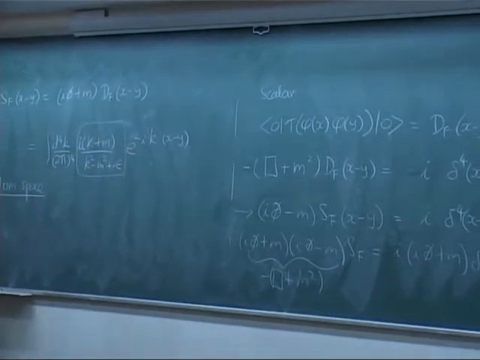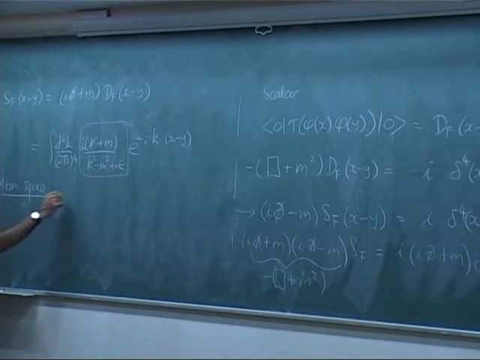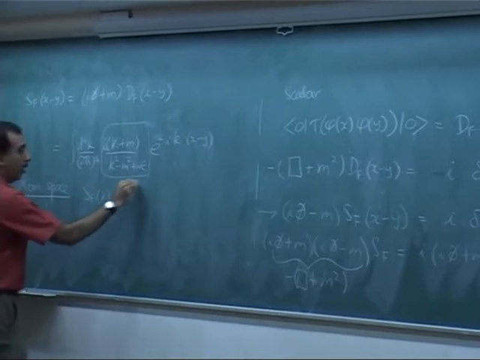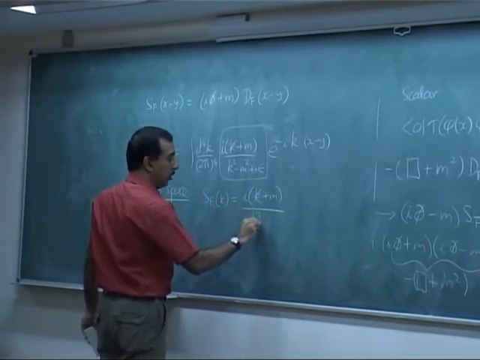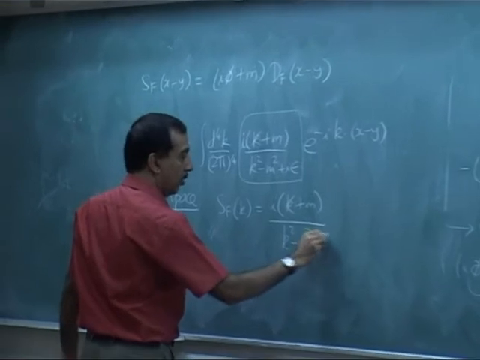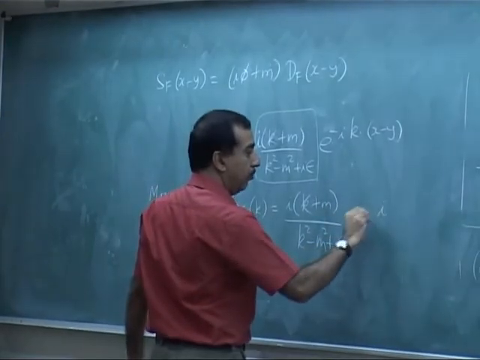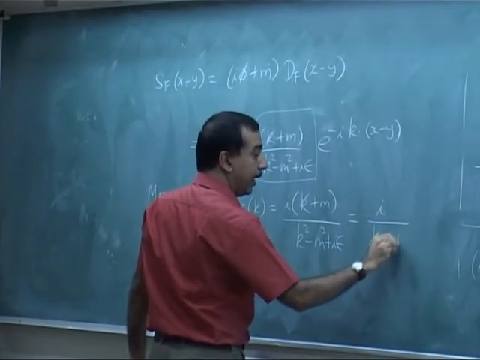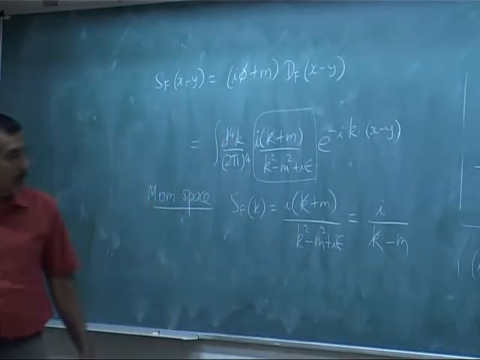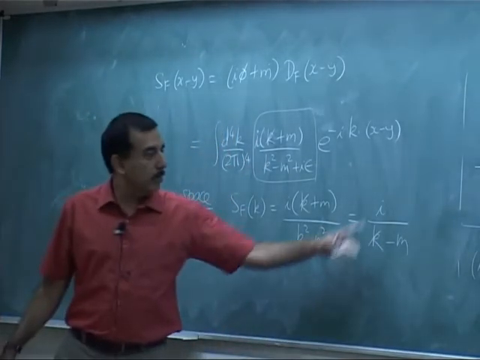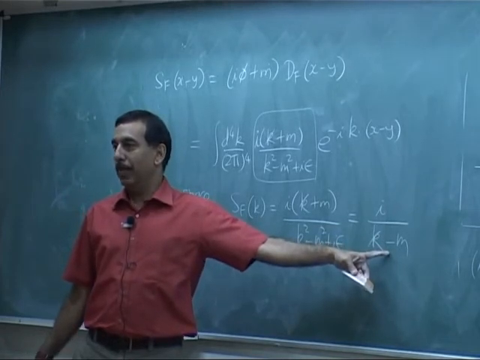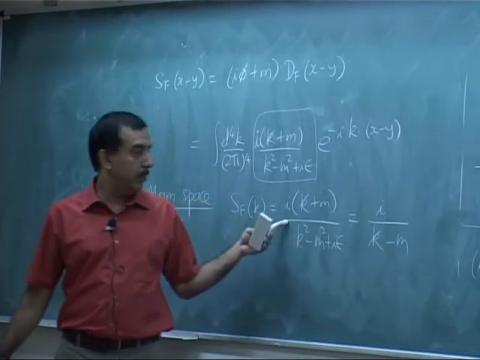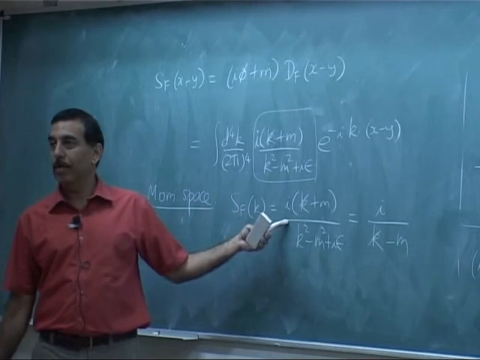So I'm done. In momentum space, S_F(k) is i(k slash plus m) upon k squared minus m squared plus i epsilon. And this is the same as i upon k slash minus m, or people write it that way, but this is very confusing because this is 1 upon a matrix. What does it mean? Actually, it just means this. It's just shorthand for this.